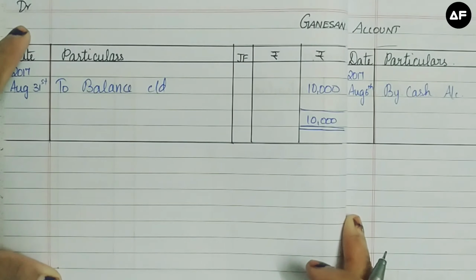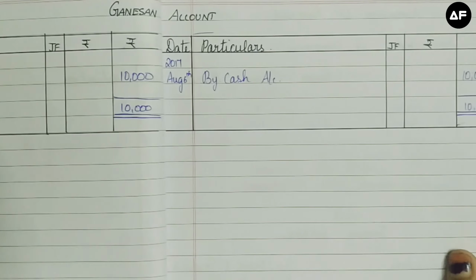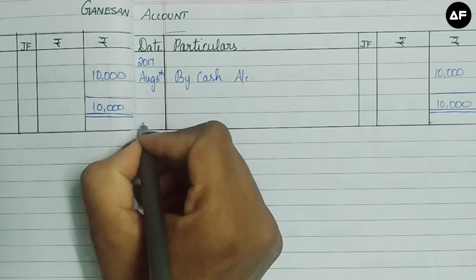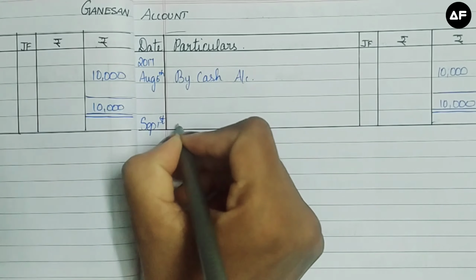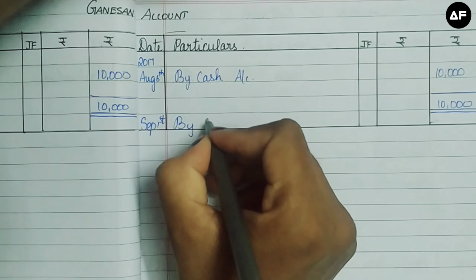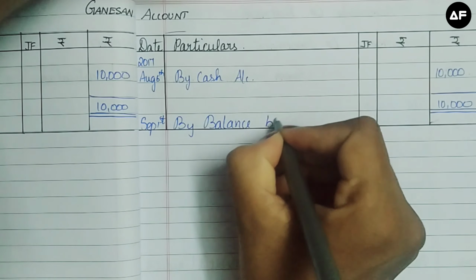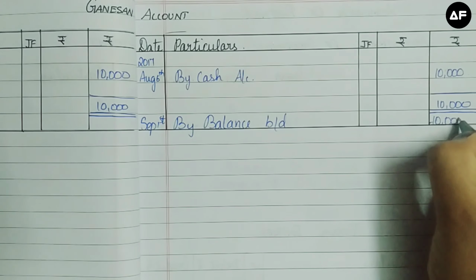Since it's on the debit side, I move to the credit side of Ganeshan's account and I'm going to record it beneath the grand total. So this is on September 1st, by balance brought down. The same 10,000 is to be recorded.